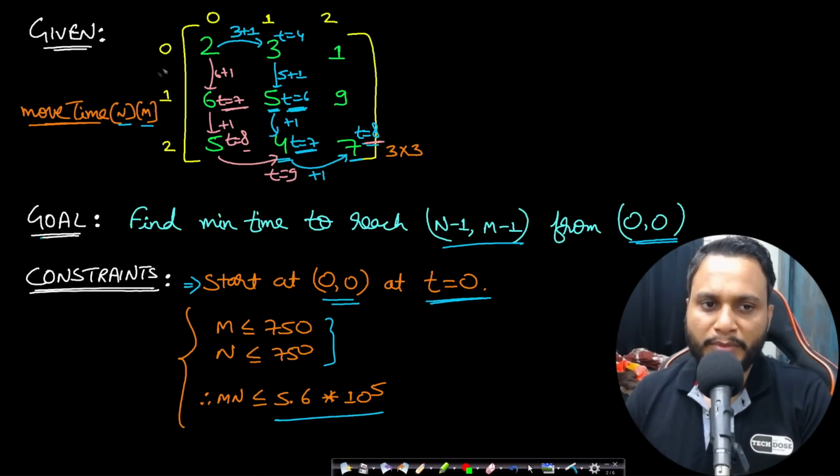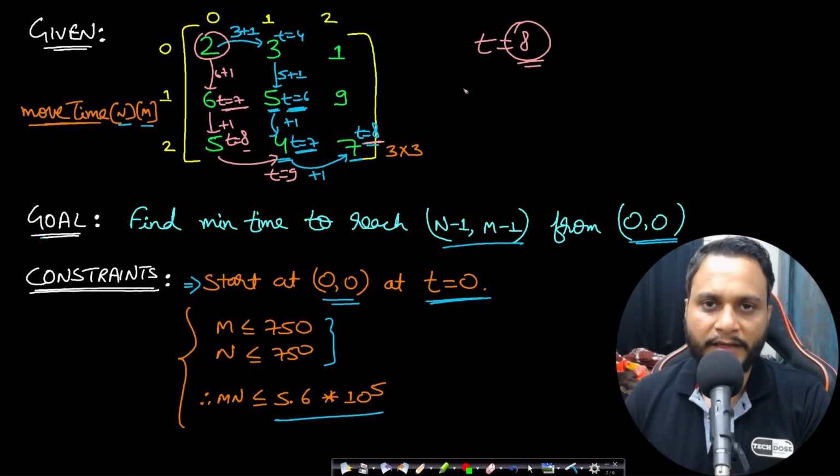So the minimum cost which is taken to reach from 0, 0 to 2, 2 in this case is t equals to 8, and so 8 is our answer, right? So I hope you have understood the problem statement.